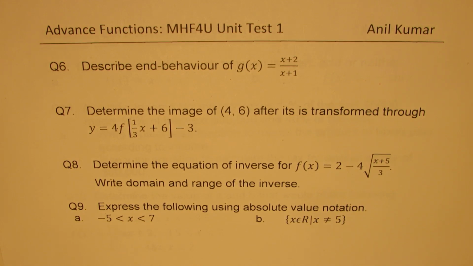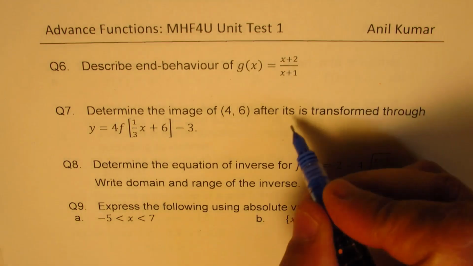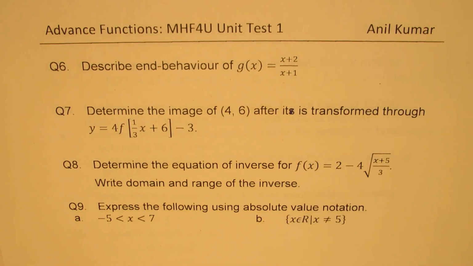Question number 7. Determine the image of (4, 6) after it is transformed through y equals 4 f of (1 over 3 x plus 6) within brackets minus 3.